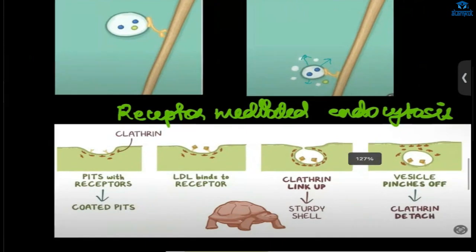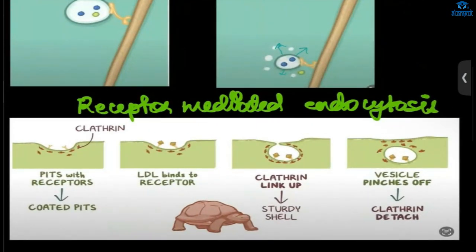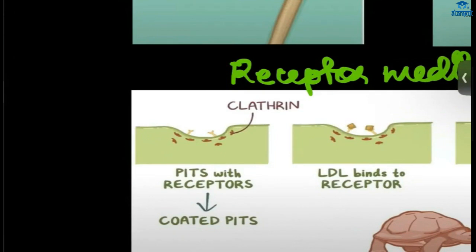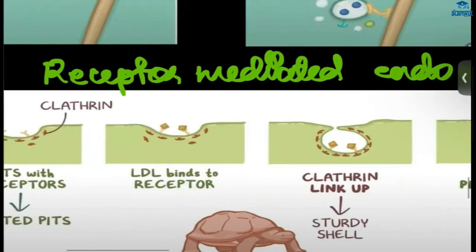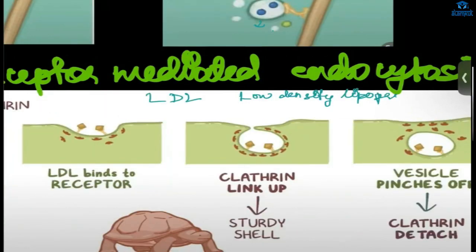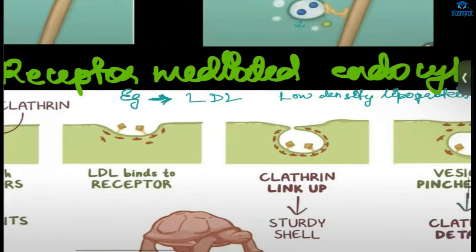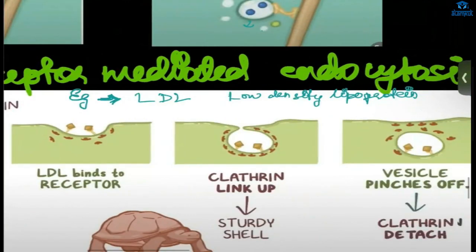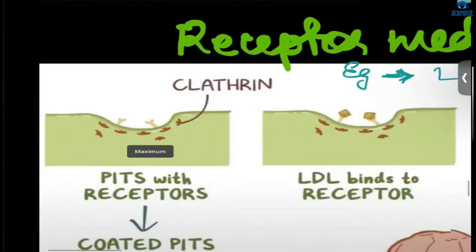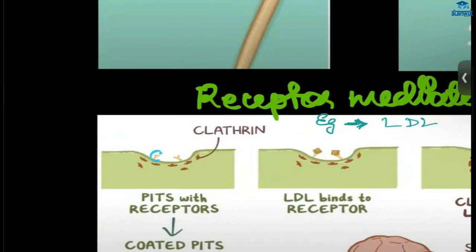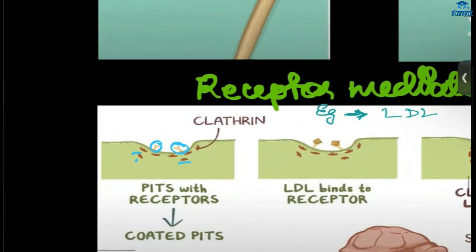Next, we have receptor-mediated endocytosis. This is the cell. In receptor-mediated endocytosis, an example is the transport of LDL, low density lipoprotein. Here we have receptors in the cell, and here we have what? Clathrin. It is a protein.